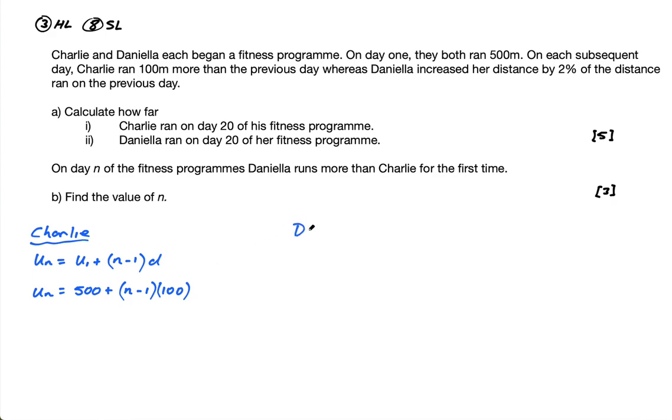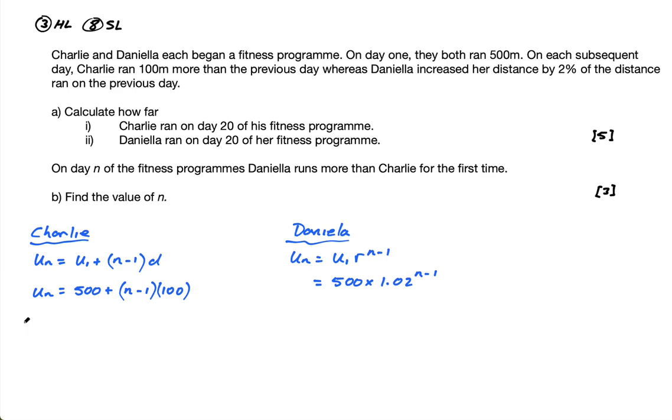Daniela's is a geometric sequence, and her U of n is U1 times r to the n minus 1. Her U of 1 is also 500. Her r, which is her common ratio, is, because it's 2%, 1.02. So just be careful. She's increasing it by 2%, so you've got to multiply by 1.02. And this is to the power of n minus 1.